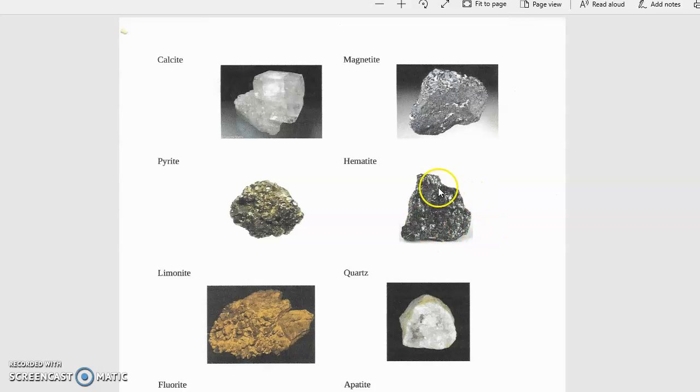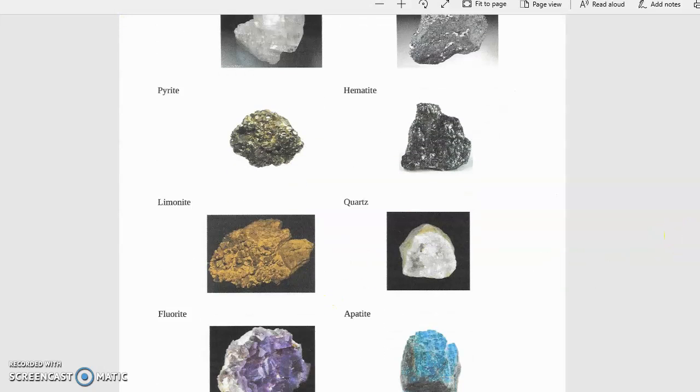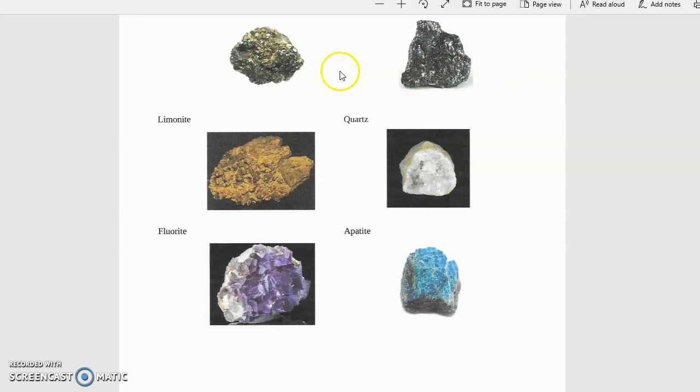As a matter of fact, a lot of times where you will see this, it's kind of a smooth surface because it's come out of a volcano. And they call this red soil for the hematite. I don't know why they call it that. Okay, the next ones down, the first one is limonite.